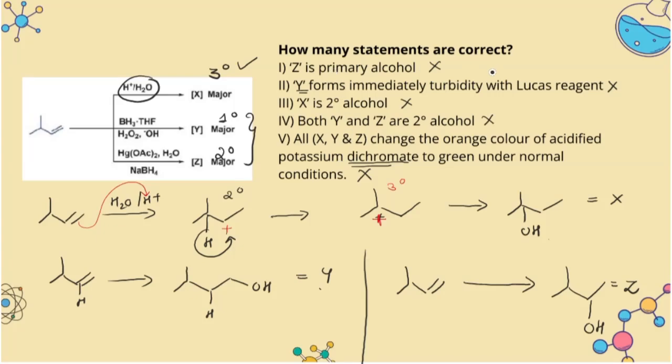Now, how many statements are correct here? None of the statements are correct. Therefore, the answer here is 0. Zero statements are correct. So this is how you have to correlate the products and the statements given for the question.